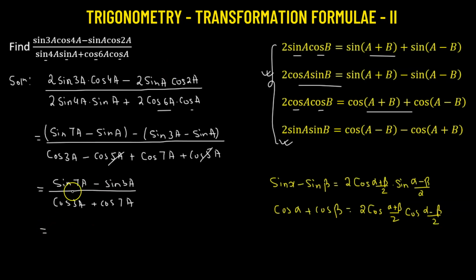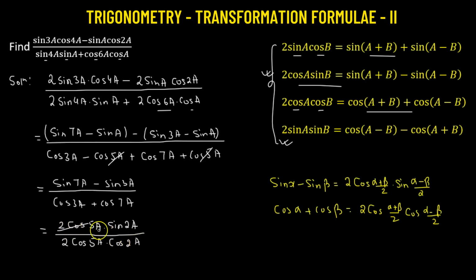So for the numerator part, we have 2 times cosine of angle 7A plus 3A, that's going to be 10A. 10A divided by 2 is going to give us 5A, multiplied by sine of the difference of the angles. So 7A minus 3A will be 4A. 4A divided by 2 will be 2A, whole divided by, now we have the sum of two cosine functions. So we get 2 times cosine of 10A over 2, so that's 5A, multiplied by cosine of angle 3A minus 7A, that's going to be negative 4A, but cosine is an even function, so we'll only consider the positive value. So we have cosine of angle 2A.